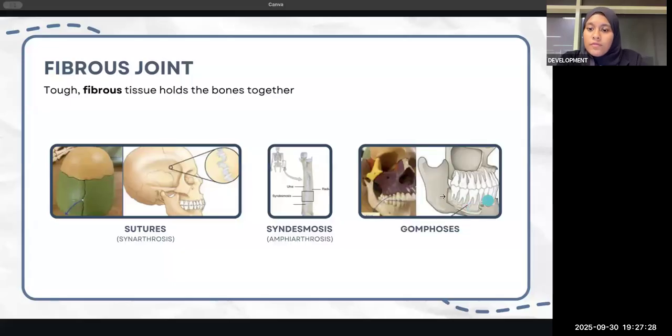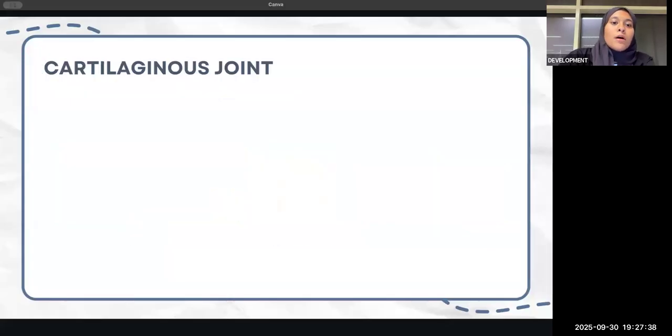And you also have gomphoses. Gomphoses are basically your teeth gums, okay? Your teeth gums, you can't move them, whatever. So that's the fibrous joint. Okay, what about the cartilaginous joint?